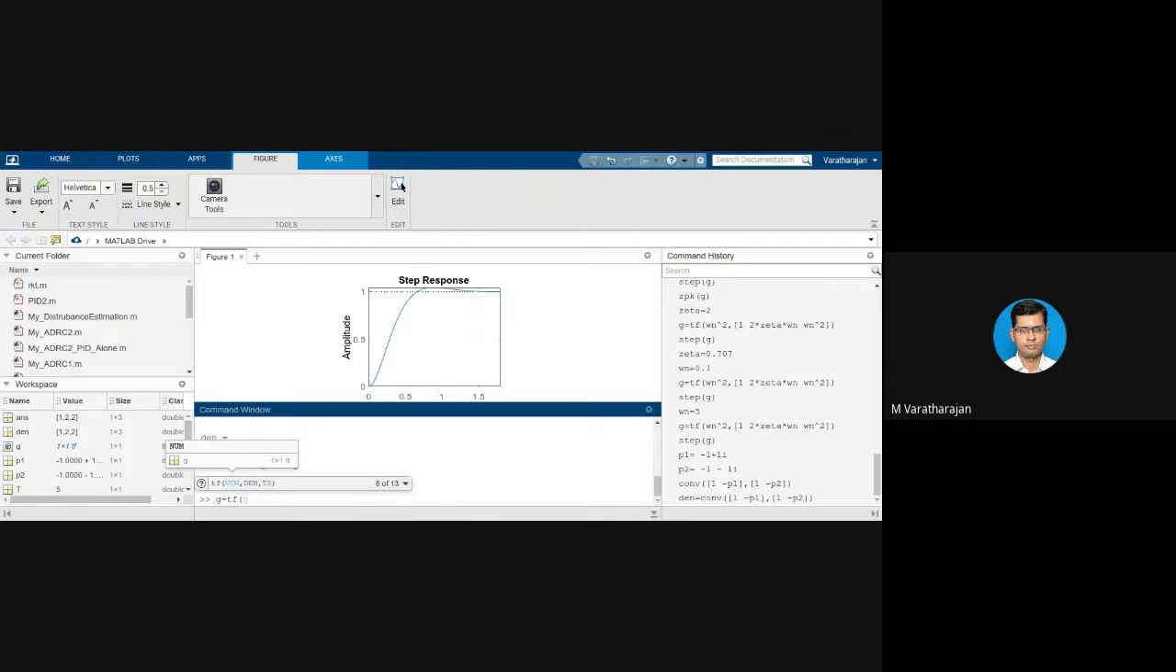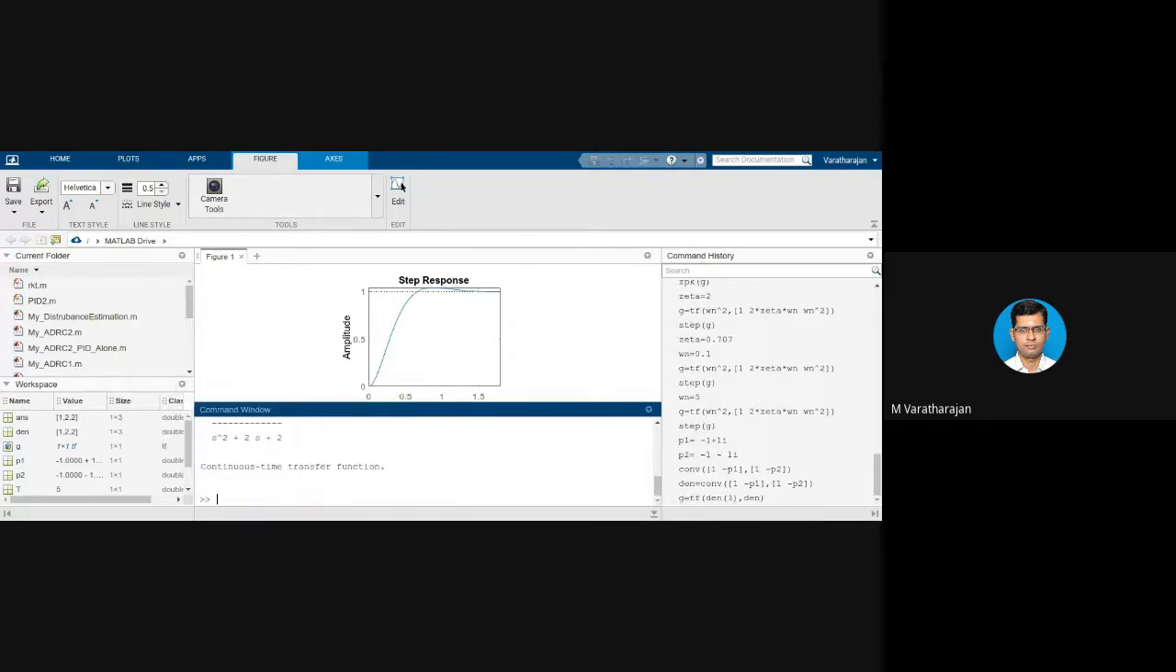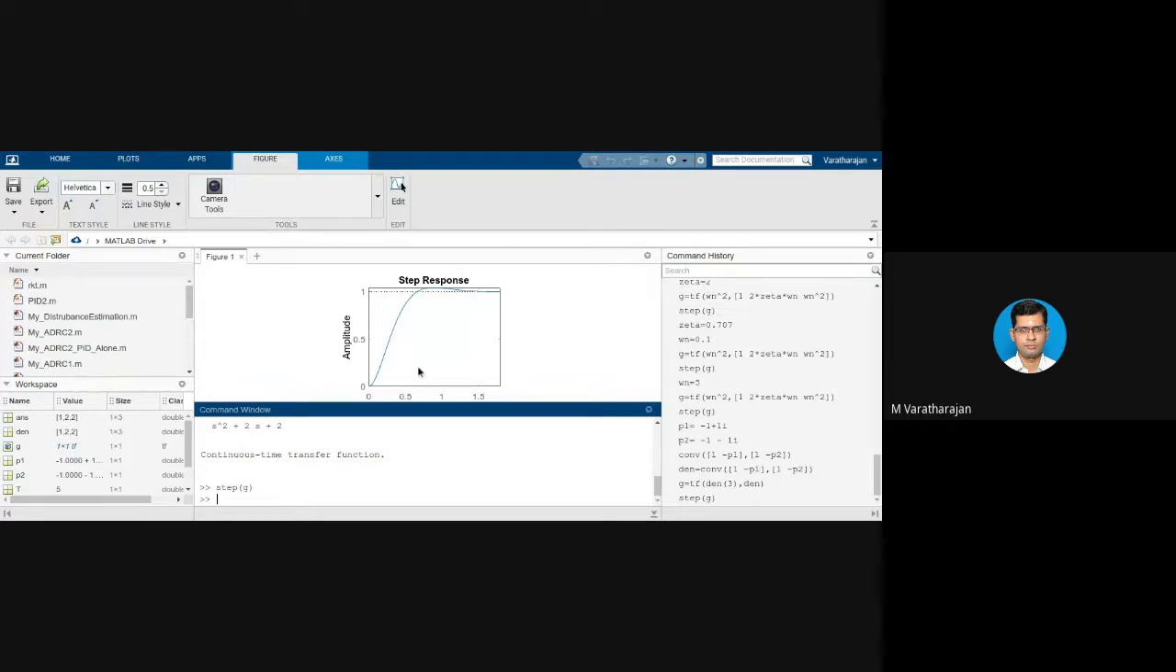Usually the second order transfer function standard pattern will be omega n square by s square plus 2 zeta omega n s plus omega n square. So the last term in the denominator will be available in the top. So I put the last term of the denominator, then the denominator. Let us see the response. Okay, so we are getting some response.